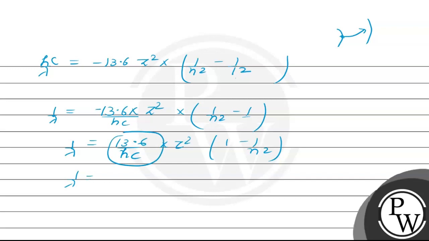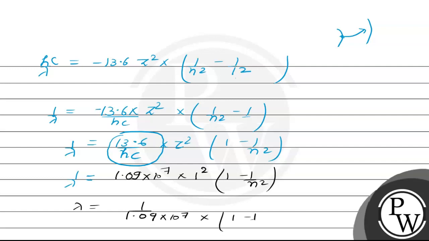This term comes out to be a Rydberg constant, which is called R, and its value is 1.09 into 10 raised to the power 7. This is the atom of hydrogen. For hydrogen, Z is 1, so 1 minus 1 upon n square. So students, from here we can write the value of lambda on reciprocating as 1 upon 1.09 into 10 raised to the power 7 into 1 minus 1 upon n square.